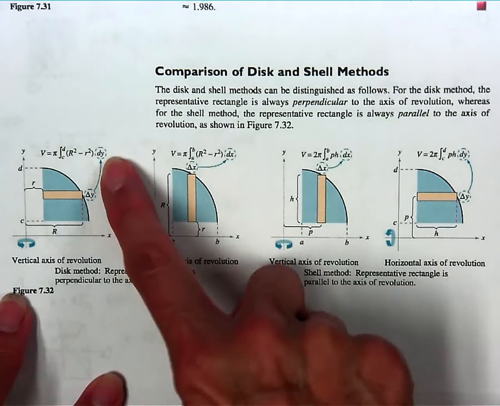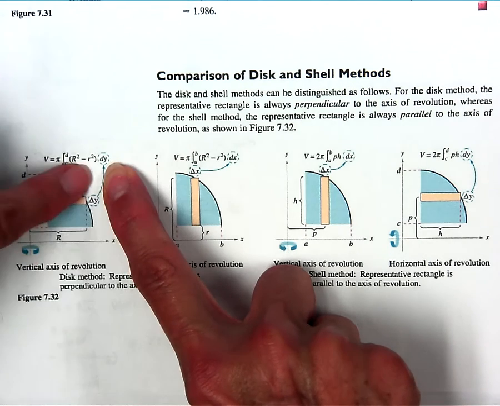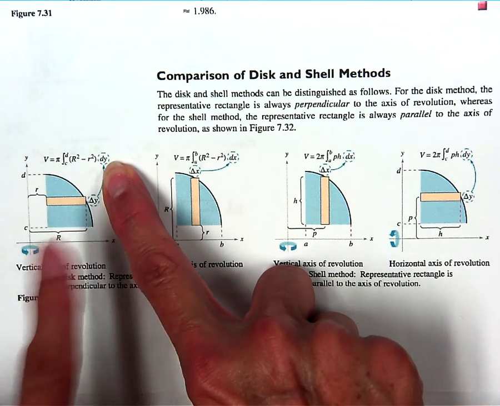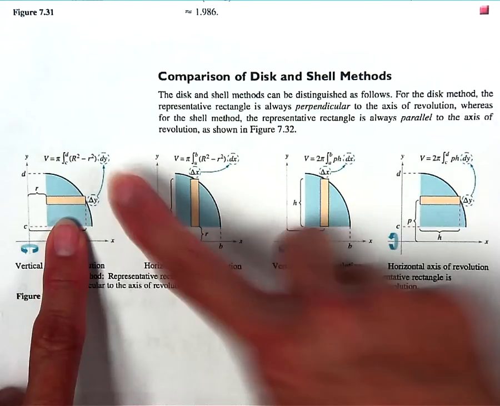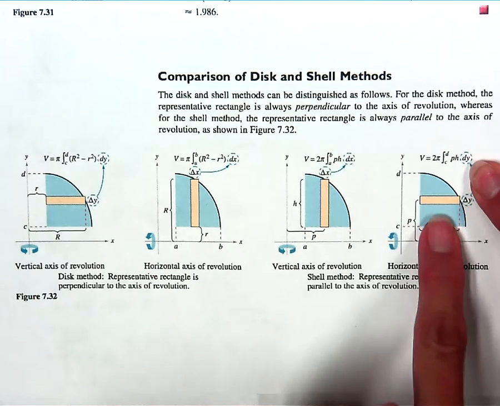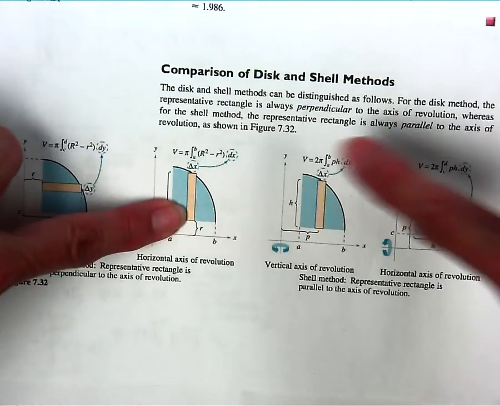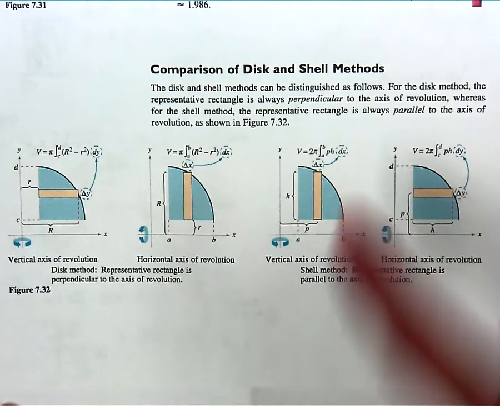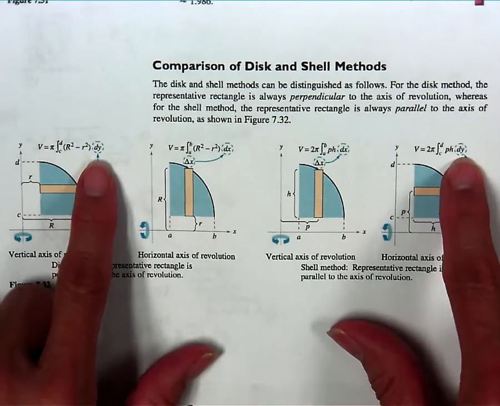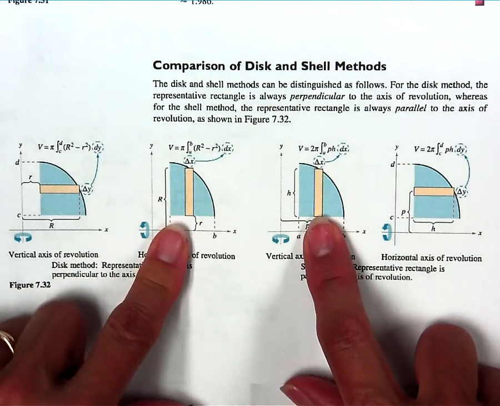First, I look at my differential. My function's in terms of what? If my function's in terms of y, then I want to use horizontal rectangles. You see, this is in terms of y, horizontal. This is in terms of y, horizontal. This is in terms of x, vertical. This is in terms of x, vertical. So far, so good? In terms of y, horizontal. In terms of x, vertical.